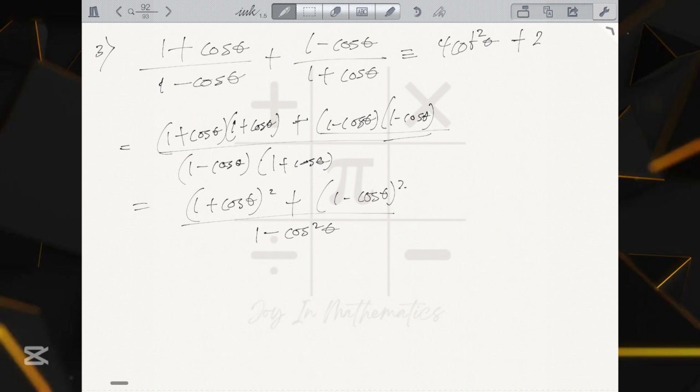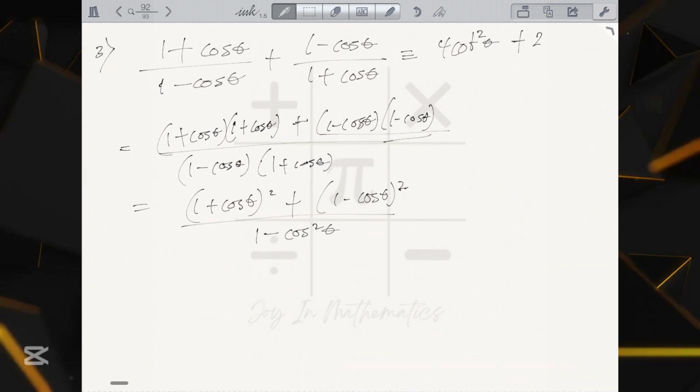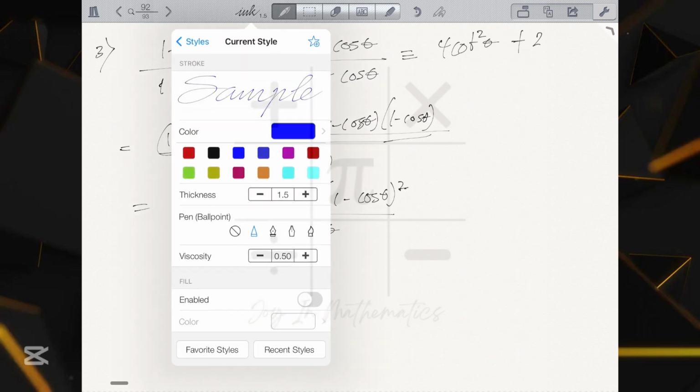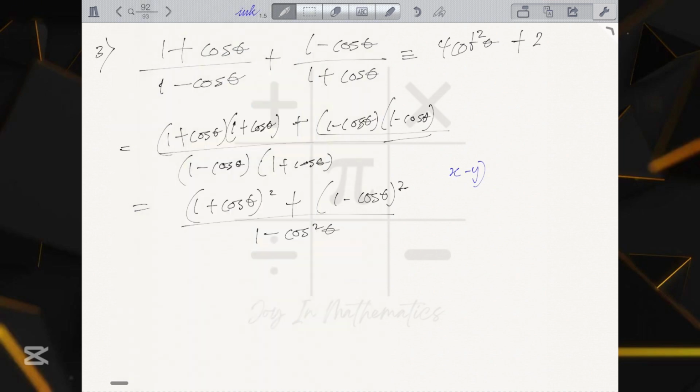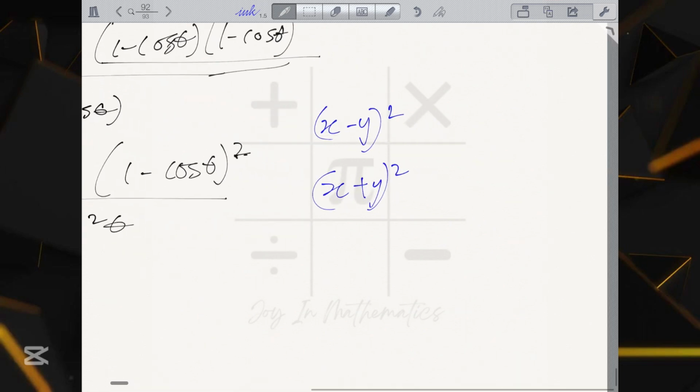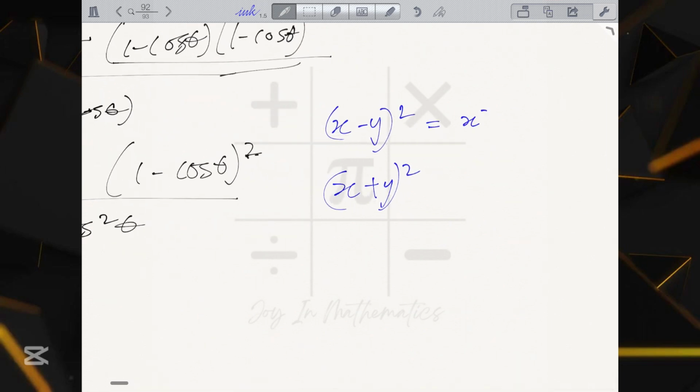Now let's simplify the expression further. Let's recall x minus y squared and x plus y squared. This is algebra. This will give us x squared minus 2xy plus y squared, and this will give us x squared plus 2xy plus y squared.